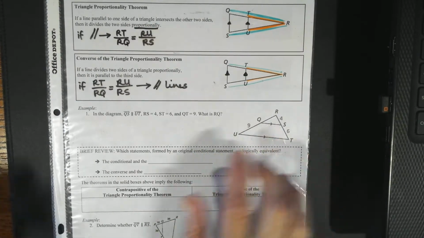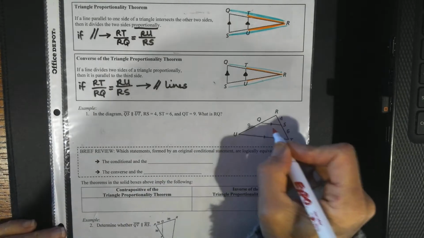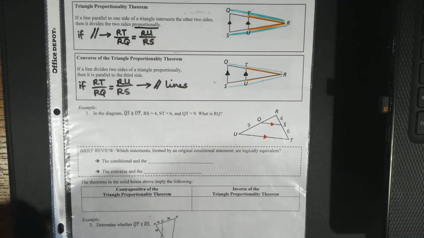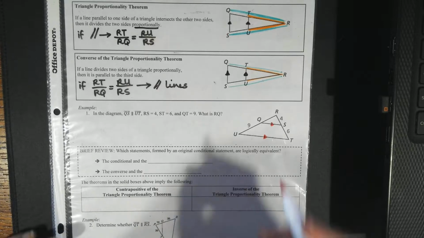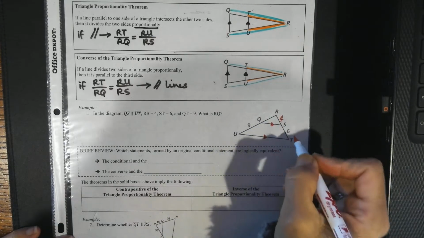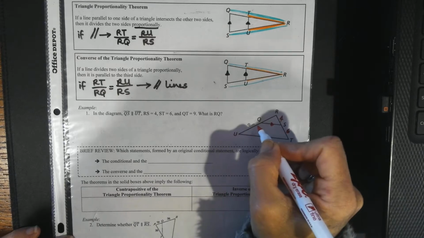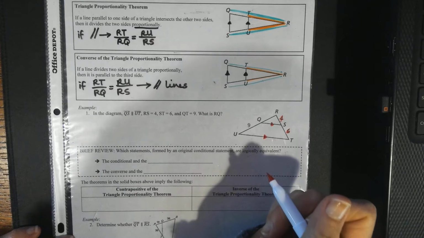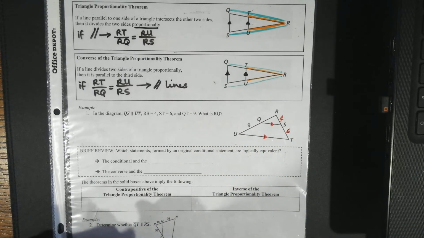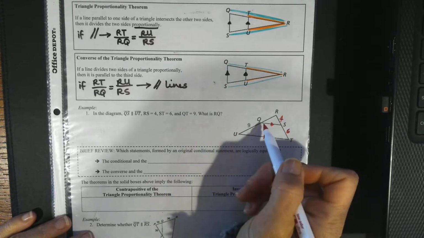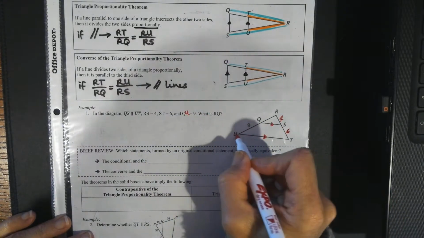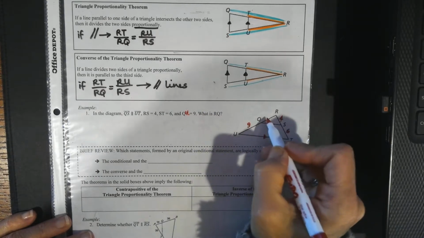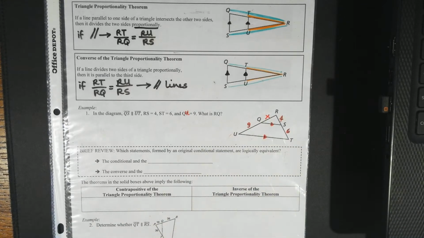In this diagram, it's telling us that QS, I always like to mark it, is parallel to UT. It's telling us that RS is 4, ST is 6, not QT, QT is 9. That is a typo. QU is 9. QU is 9. And we want to find RQ. So we're going to call RQ x.